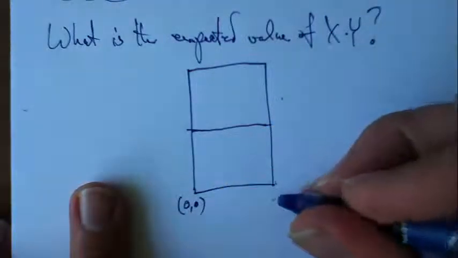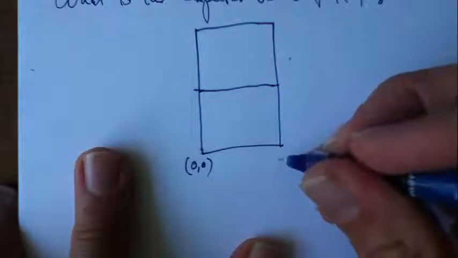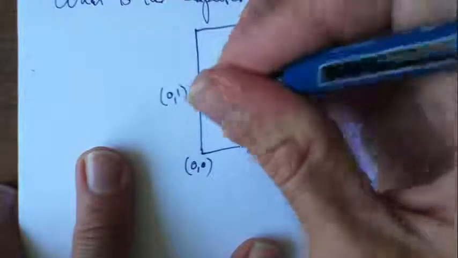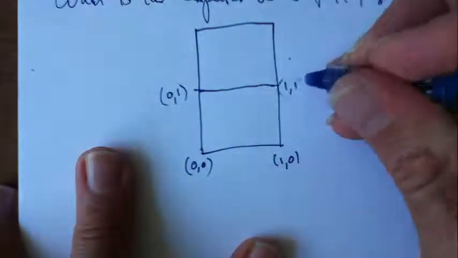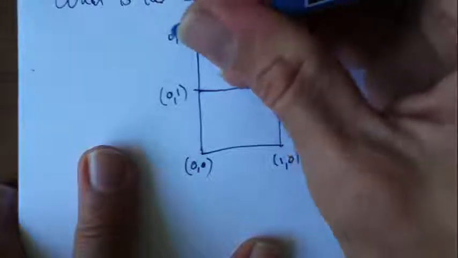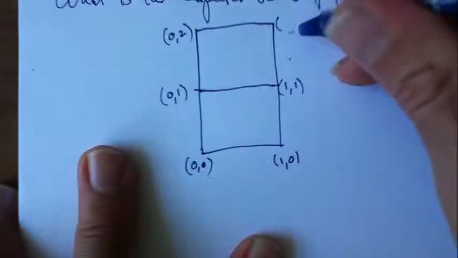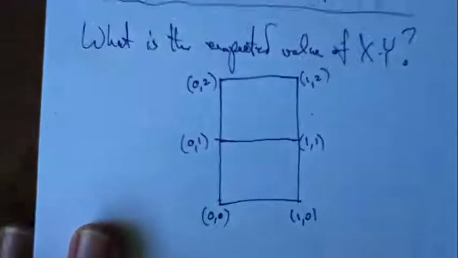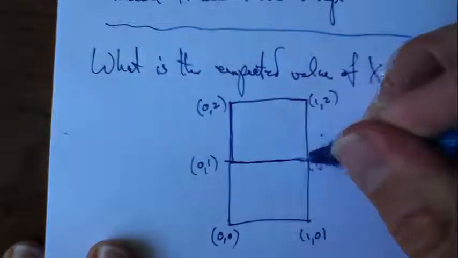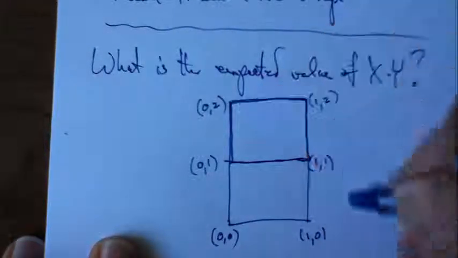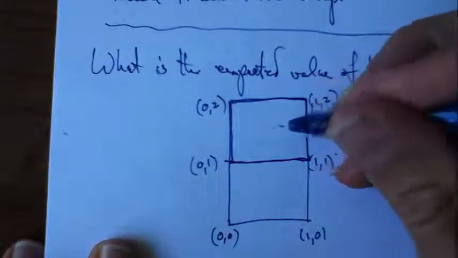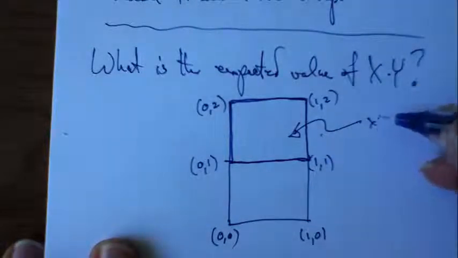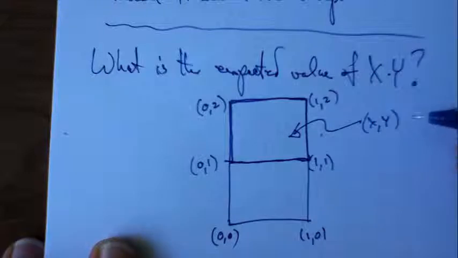Well, here's the origin. Here's the point 1, 0. Here's the point 0, 1. Here's the point 1, 1. Here's the point 0, 2. Here's the point 1, 2. Okay, those ordered pairs. Now note that our random point is going to fall somewhere in this square, right? The random point is going to fall in here. This is x, y falls in here.